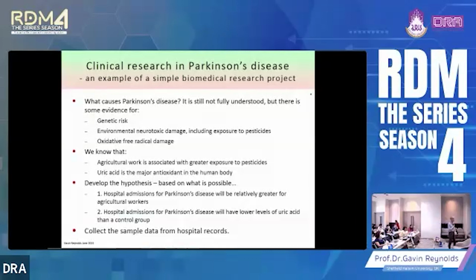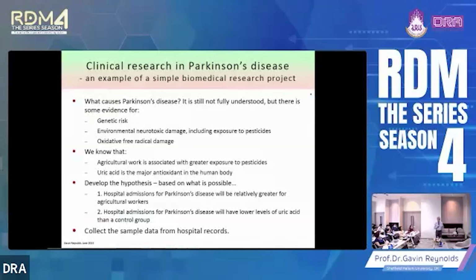So we developed two hypotheses on the basis of the fact that, with my colleagues in a hospital in southern China, we could look at patient records and identify a hypothesis that was testable in the sample, or the facilities, we had. There were two hypotheses. One was that hospital admissions for Parkinson's disease would be relatively greater in agricultural workers, and the other was that patients admitted with Parkinson's disease would have lower levels of uric acid.